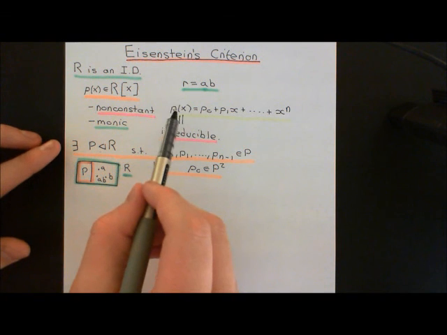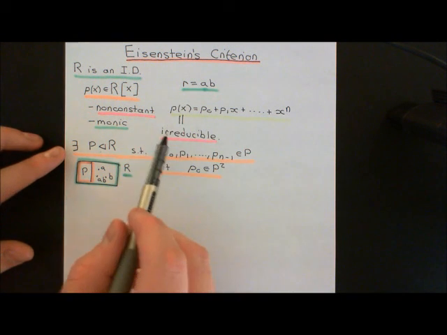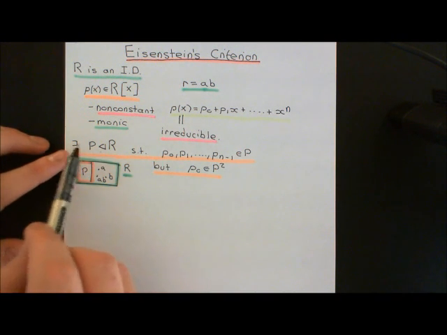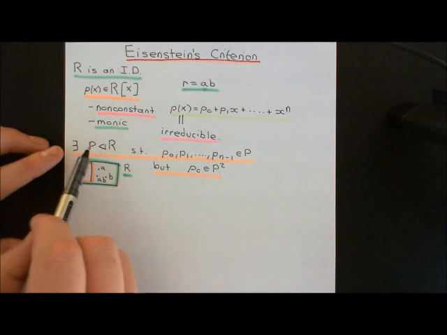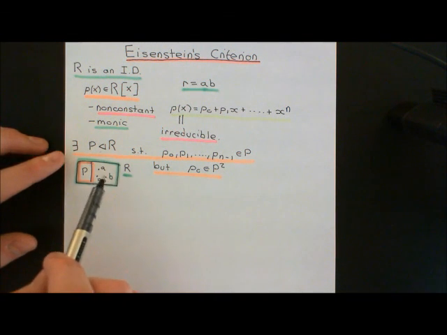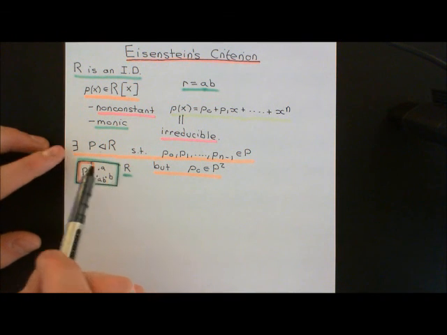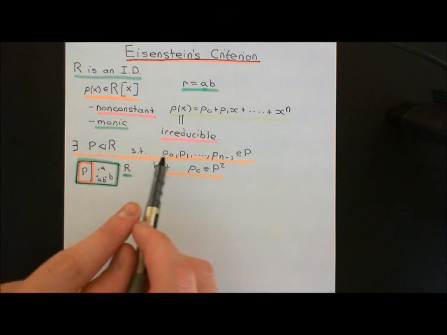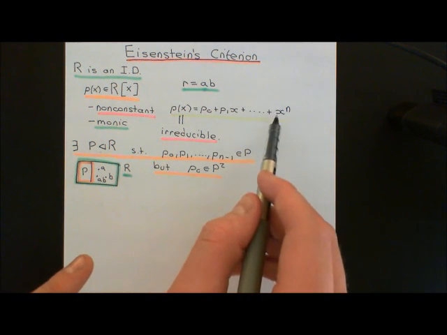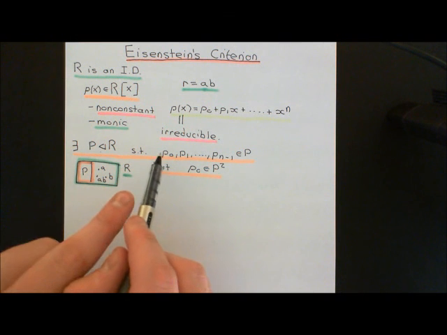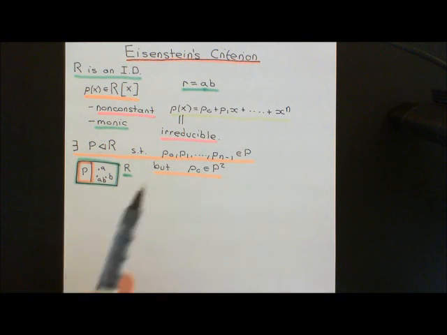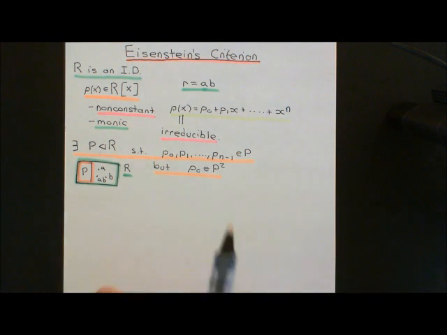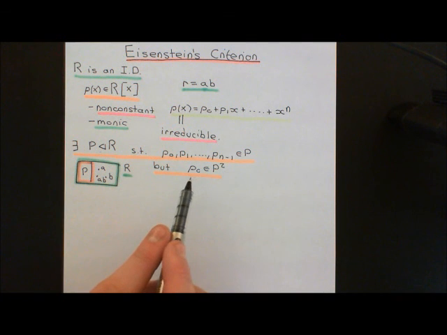So if you want to show this polynomial p of x is irreducible, what you need to do is search through all of the prime ideals you can possibly come up with for your integral domain, capital R here, the coefficient ring, and try and find one such that all of the coefficients, apart from 1, (it doesn't need to be the case that 1 is in that prime ideal), but all the coefficients from p0, p1, all the way up to pn minus 1, they all have to be elements of that prime ideal. But you also want it to be the case that p0 is not an element of P squared.